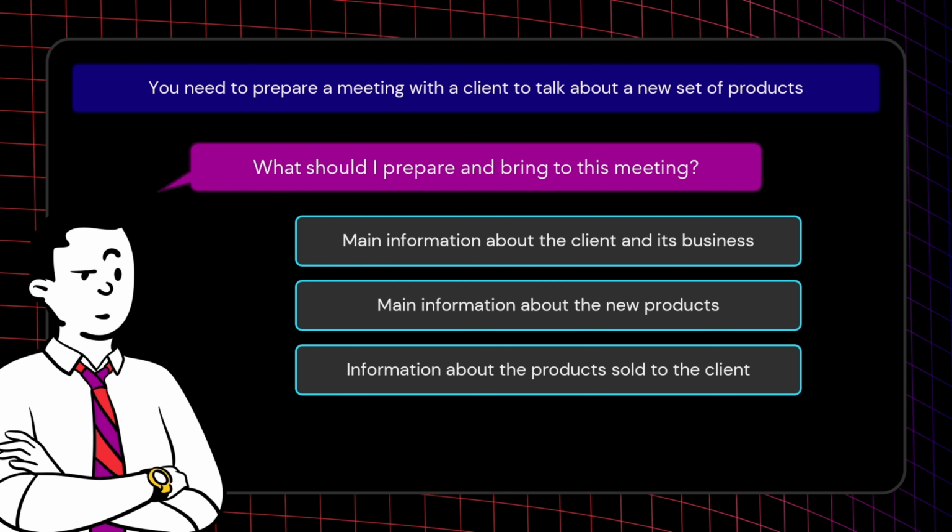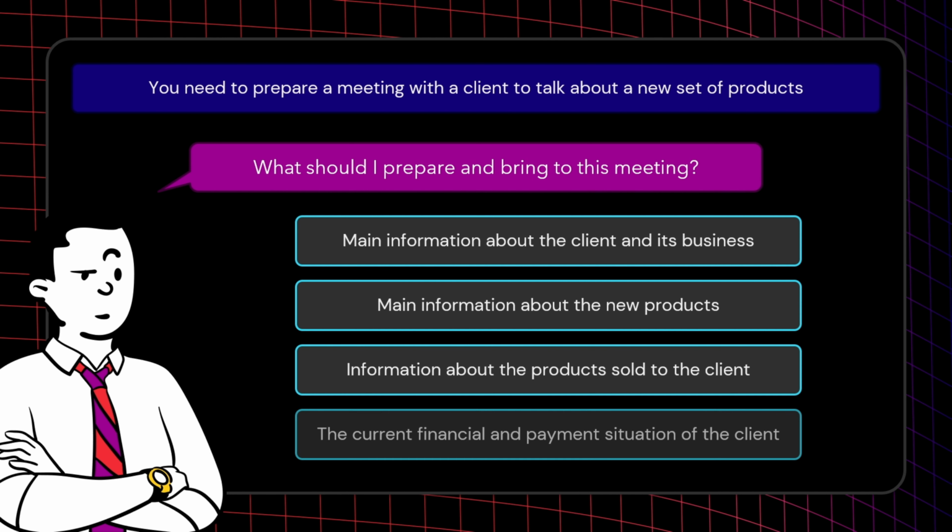information about the products that we sold to the client in the past. So far, what did this client buy? And finally, we could also bring the current financial and payment situation of the client. So in terms of invoices, if everything is up to date, if he paid everything, right? So these were 4 examples, right?